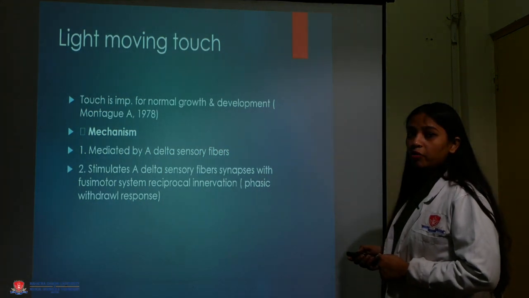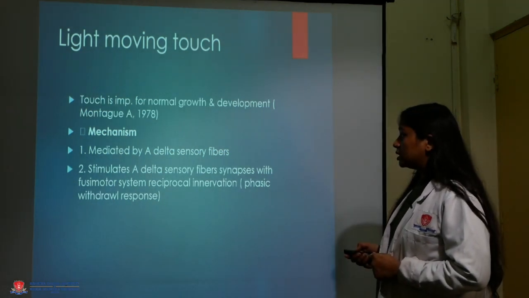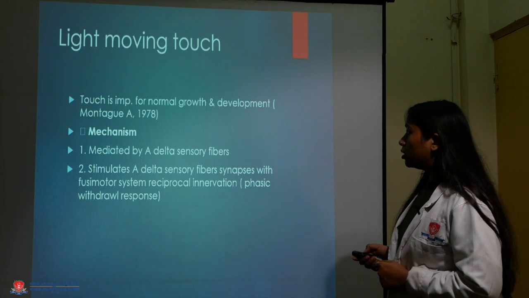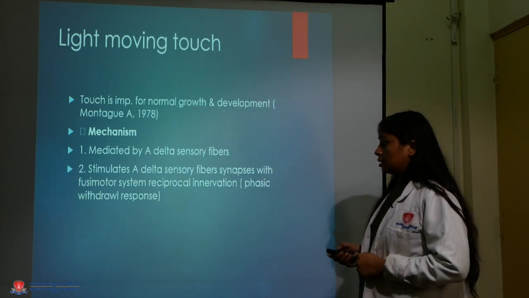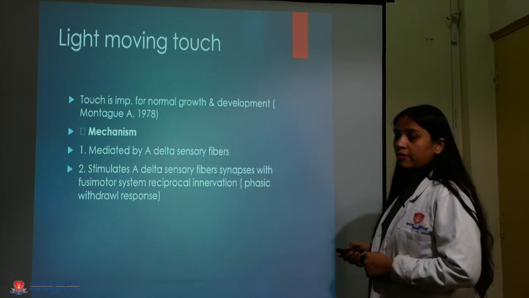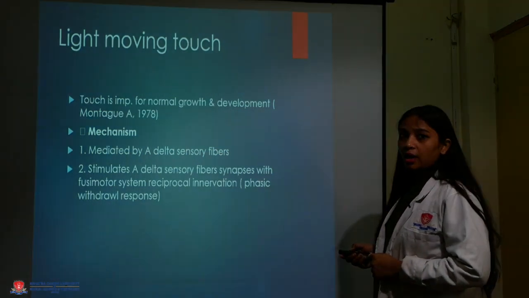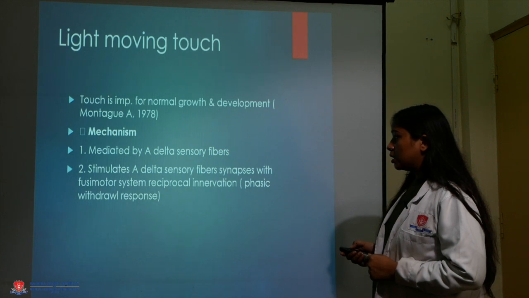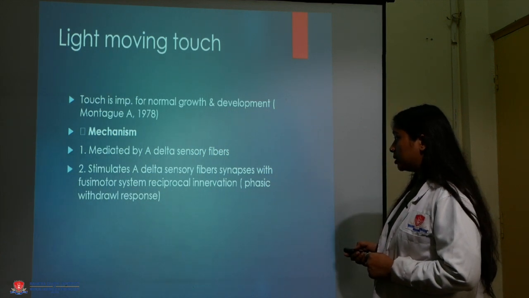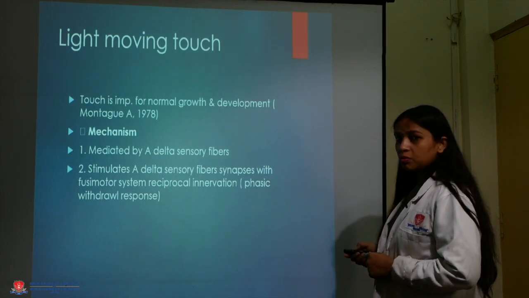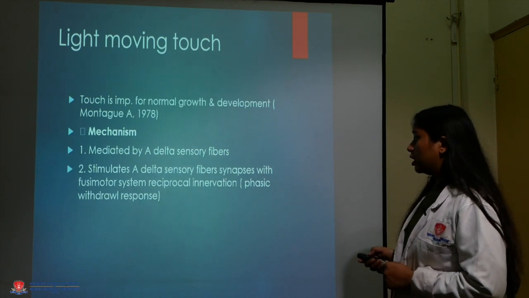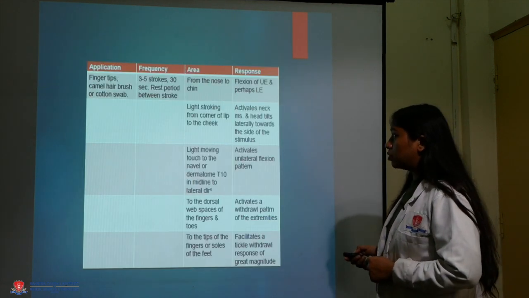So what is light moving touch? Light moving touch is very important for normal growth and development. It was described in 1978. Mechanism: it is mediated by A delta sensory fibers. It stimulates A delta sensory fibers which synapse with the fusimotor system, reciprocal innervation, phasic withdrawal response.